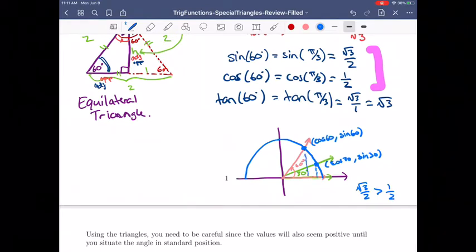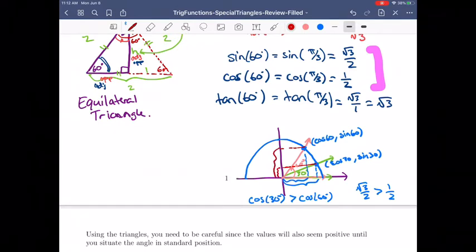For these two angles, the cosine is the x value. So here's one x value and here's the other x value. I know that cosine of 30 degrees should be bigger than cosine of 60 degrees. So that tells me that cosine of 30 has to be root 3 over 2, and cosine of 60 has to be the 1/2.